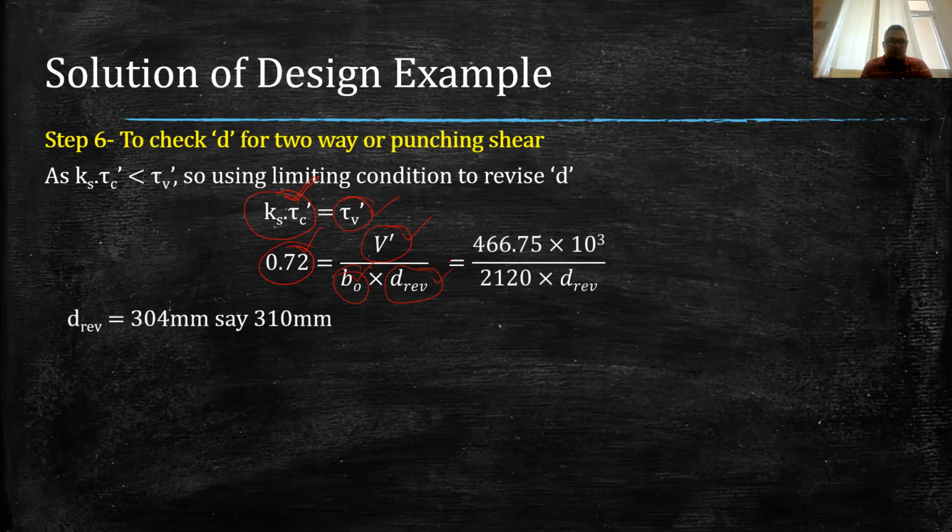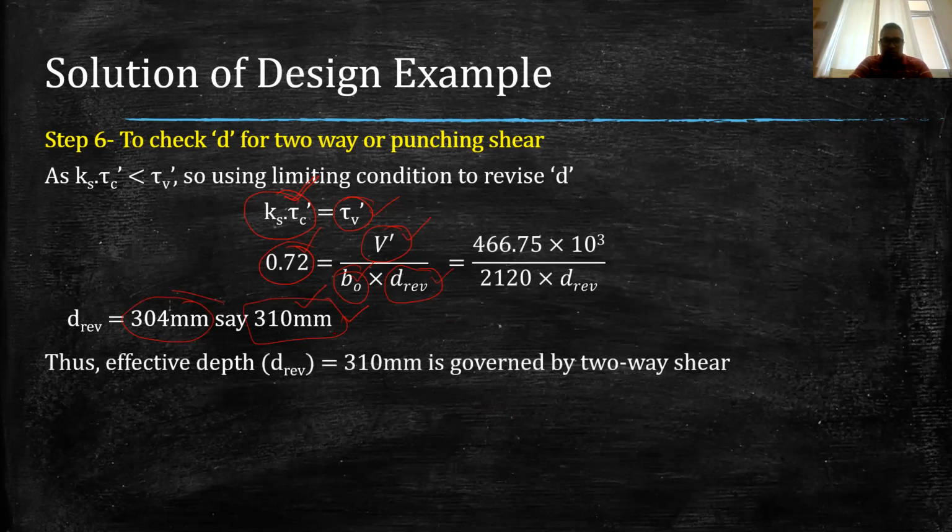So ultimately D revised is 304 mm, and rounding off this value to a multiple of 10, it becomes 310. So the depth which will satisfy two-way shear criteria is 310. The depth we calculated in step 4 is not sufficient. The new revised depth is 310, and this is our final depth of the foundation. So we can say that this effective depth is governed by the two-way shear criteria.